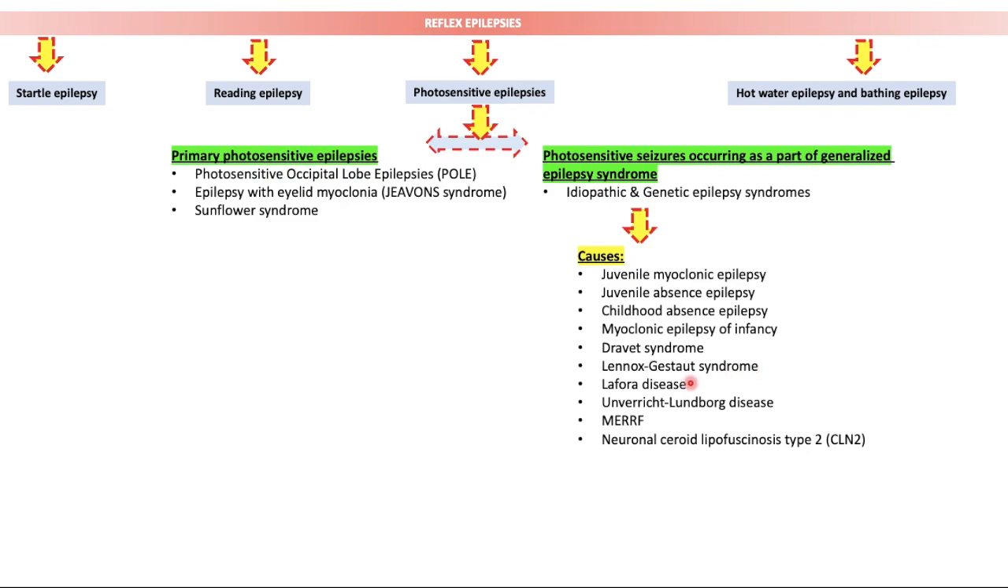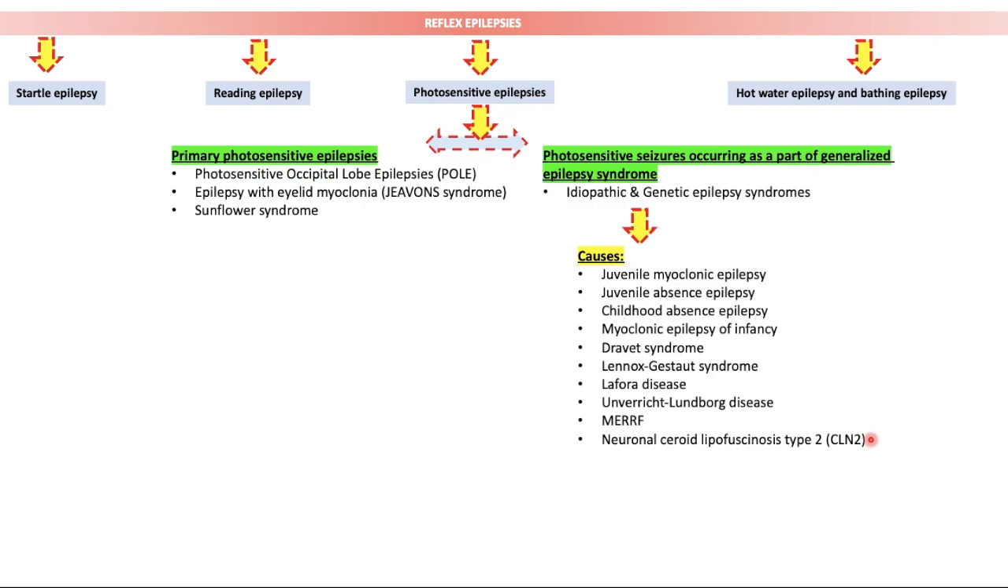Then Lafora body disease, Unverricht-Lundborg disease, MERRF syndrome. MERRF stands for myoclonic epilepsy with ragged red fibers. It's a mitochondrial disorder. Then neuronal ceroid lipofuscinosis type 2. So all these epilepsy syndromes can be triggered by photosensitive stimuli.